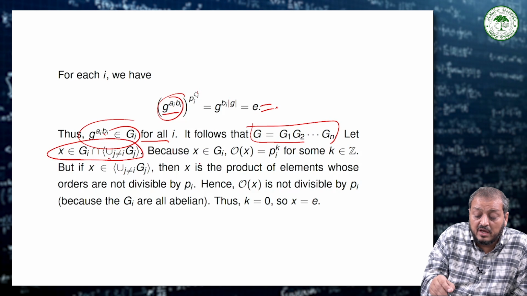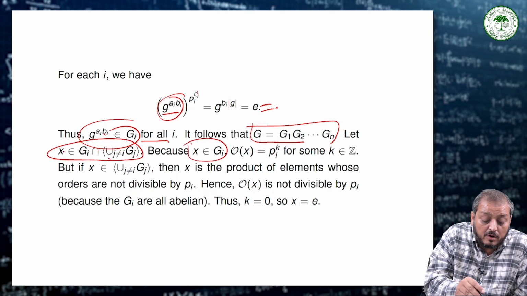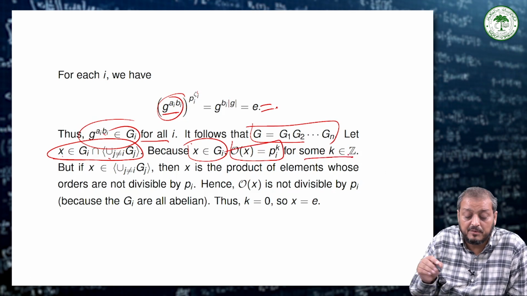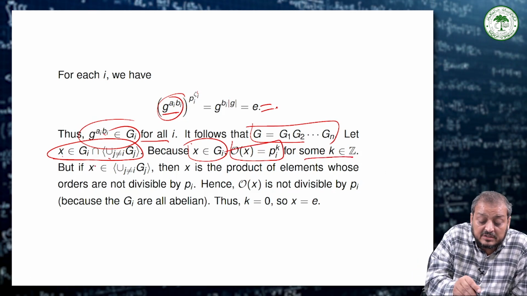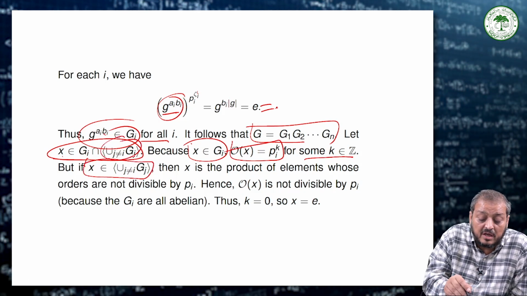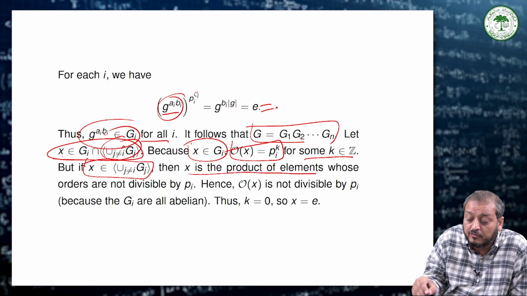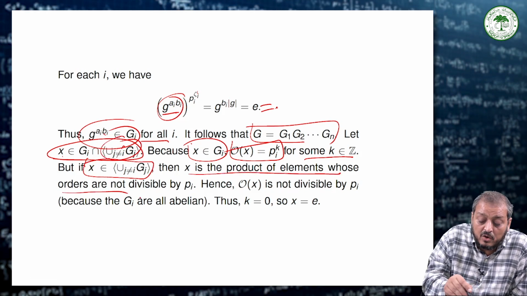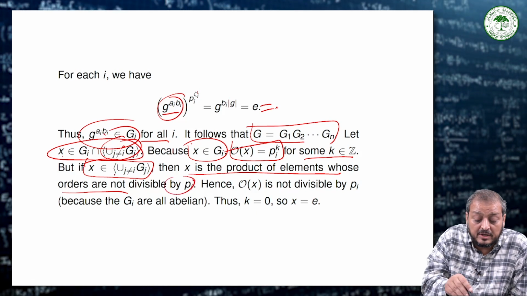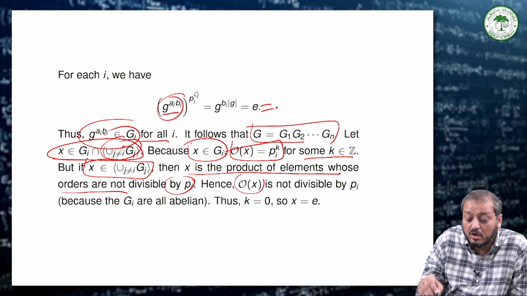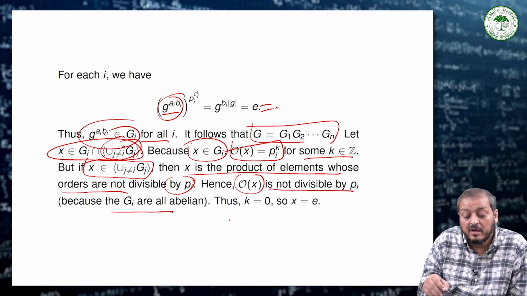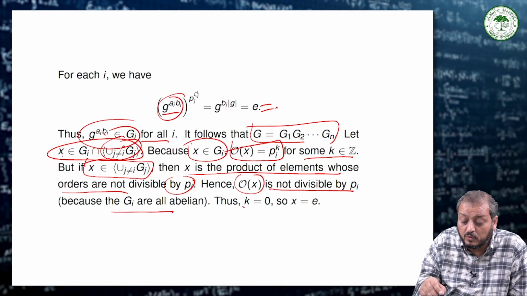If x is an element of Gi, the order of x is pi to the power ki for some k in Z, but x is also an element of this union, then x is a product of elements whose orders are not divisible by p. So this is not divisible by p. We can say that the order of x is not divisible by pi, because the Gi's are all abelian. So this means we can say that this k must be equal to 0.